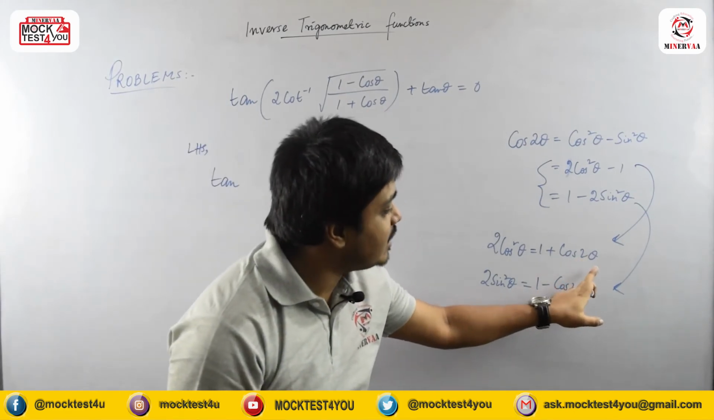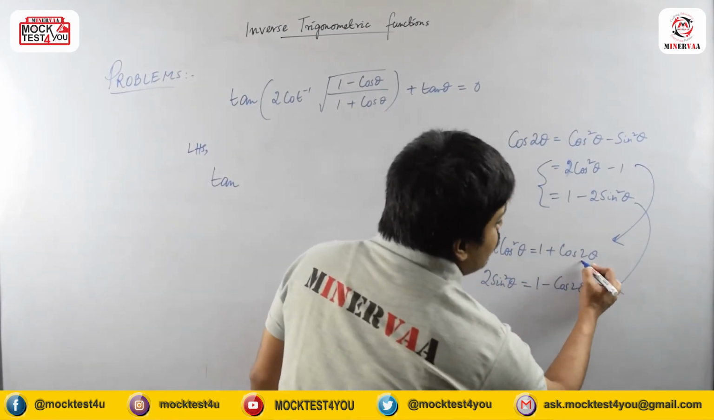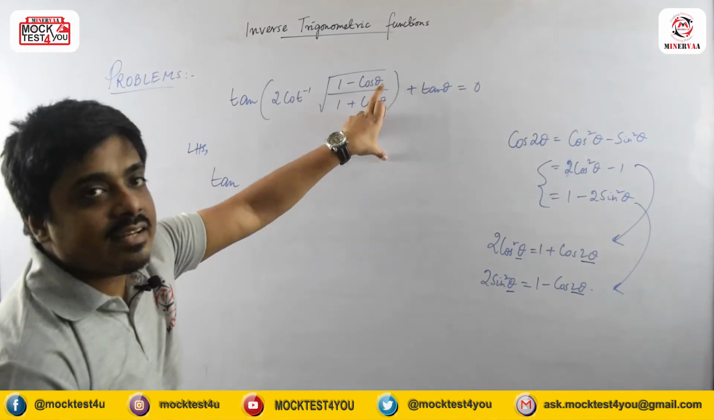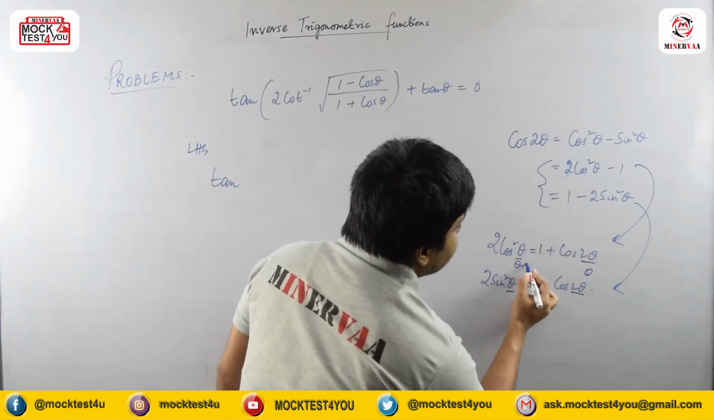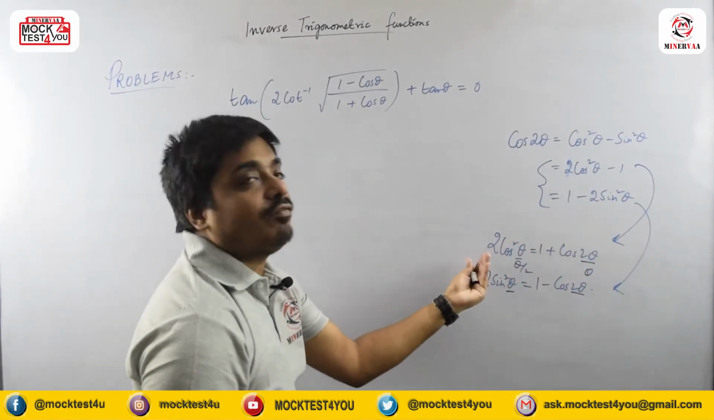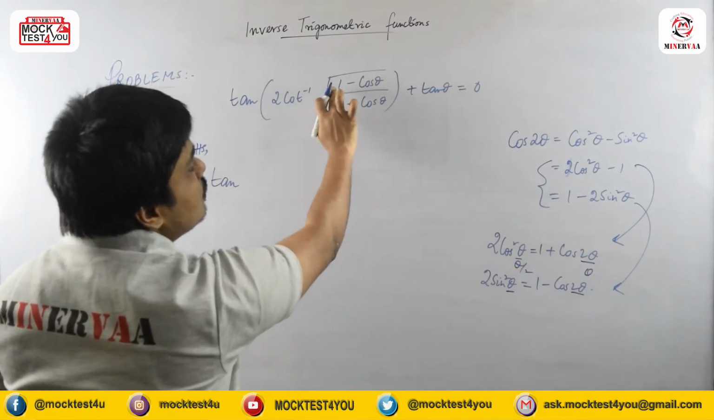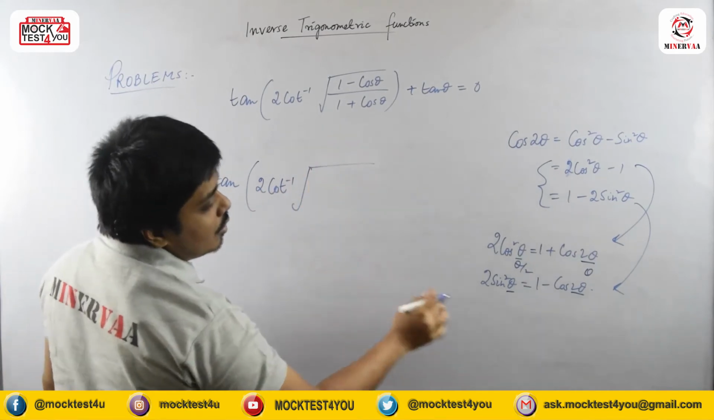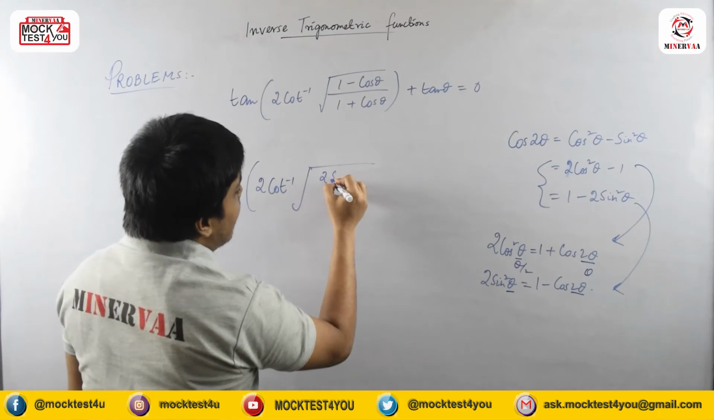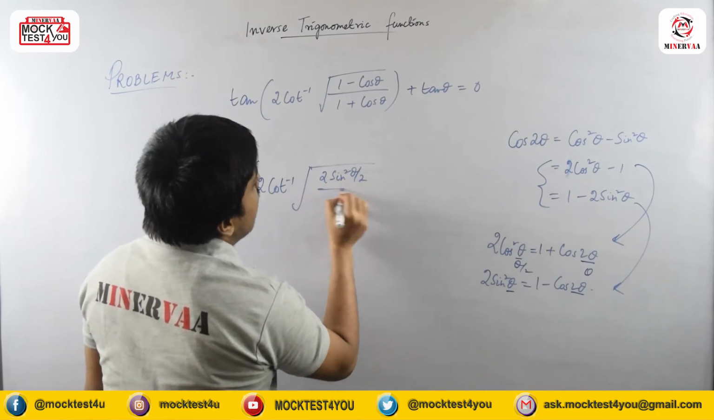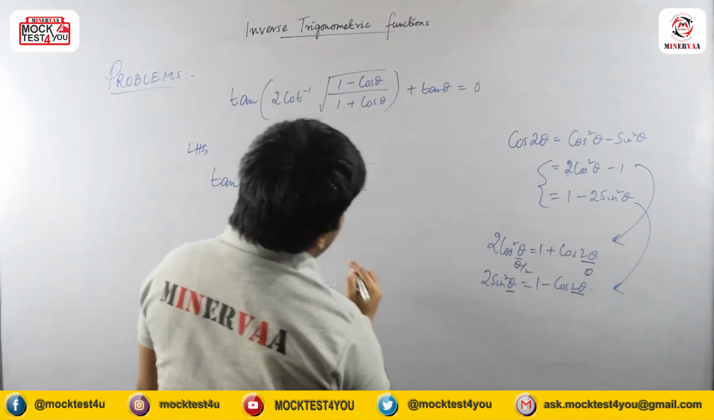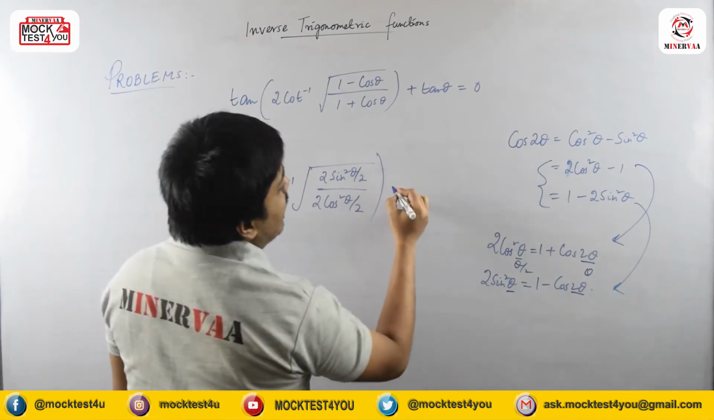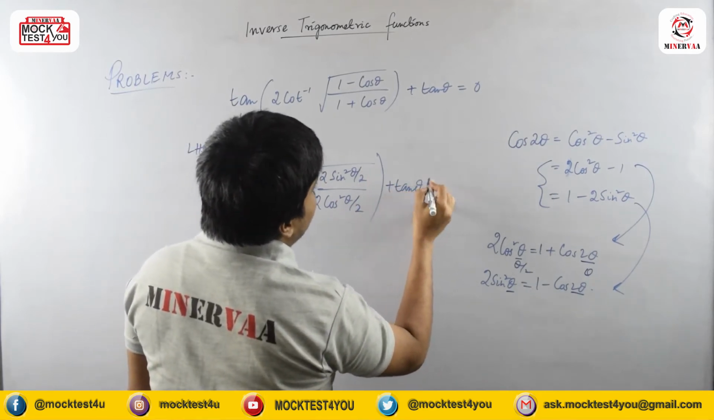But we are talking about 2 theta here. So when the angle is 2 theta in the formula, here we can see theta. So when the angle is theta in here, the angle in the formula will be theta by 2. Basically, it's half of the angle which we see in here. So in place of 1 minus cos theta, I will write 2 sin square theta by 2, and in place of 1 plus cos theta, I will write 2 cos square theta by 2. So this is what we can write, plus tan theta. Please don't forget the tan theta.